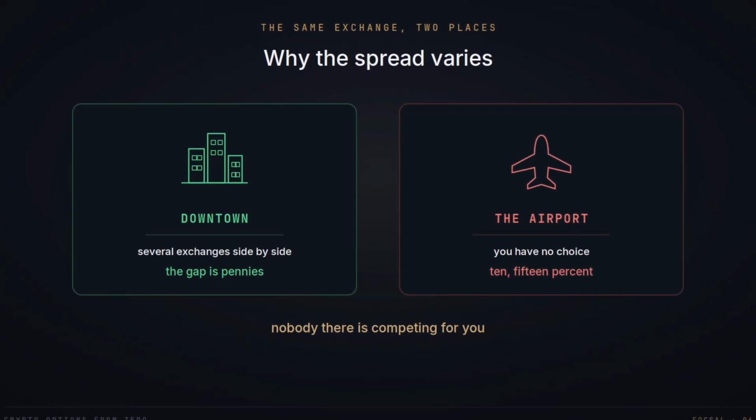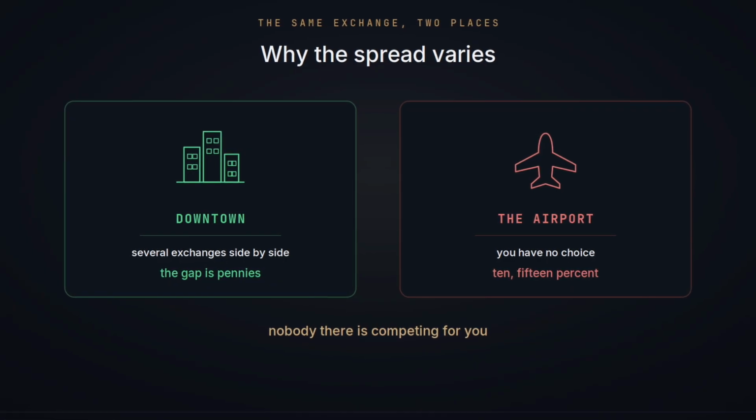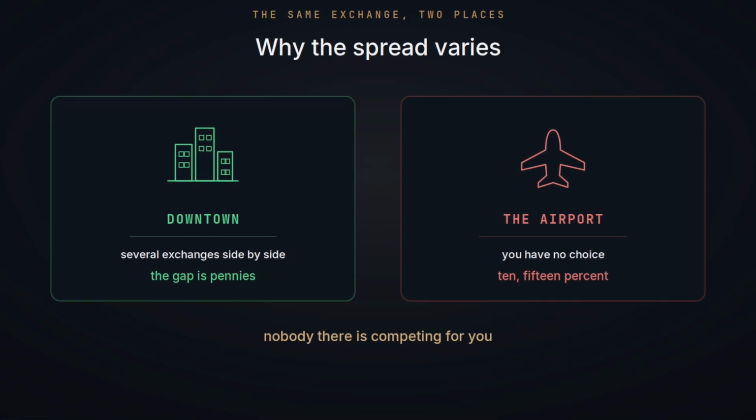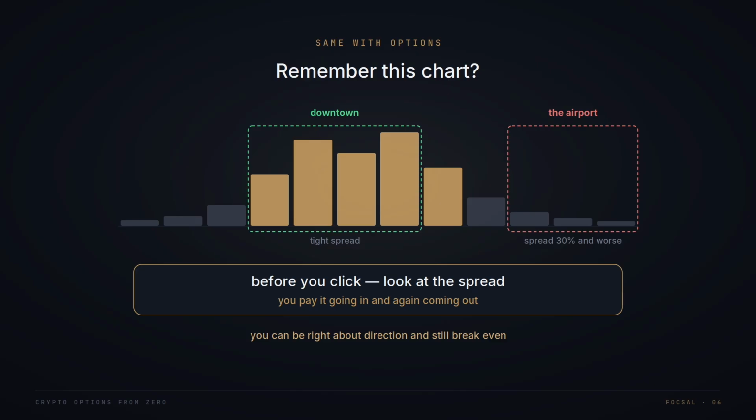At the airport, it's 10–15%. Why? Because at the airport you have no choice. Nobody there is competing for you. The options market is identical.